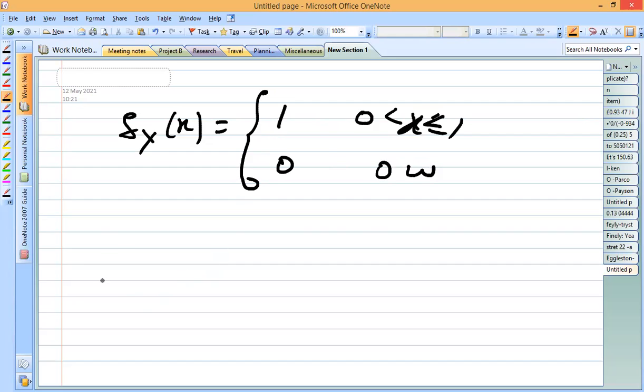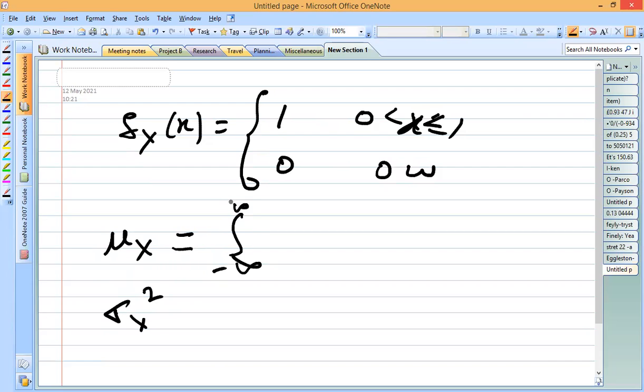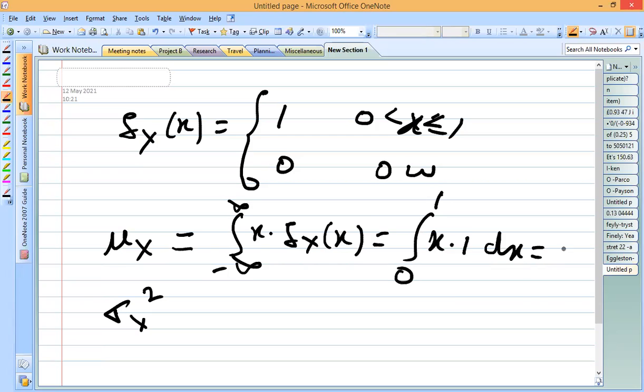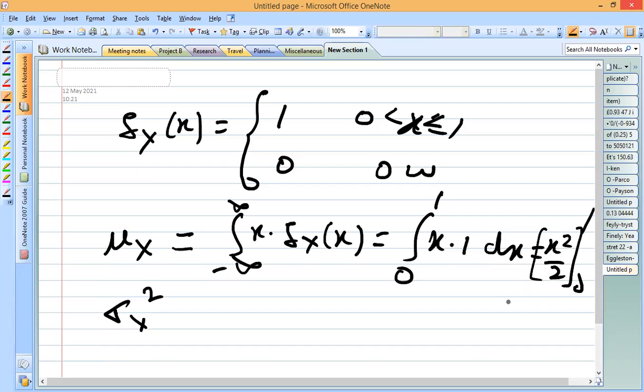In such cases, you may be asked to calculate the mean about the origin, that is mu x, and the variance sigma x square. So how are we going to calculate mu x? This is nothing but the integral from minus infinity to plus infinity of x into fx of x. Since we have the value only between 0 to 1, change the limit from minus infinity to plus infinity as 0 to 1, with x into fx of x being 1 into dx. That is nothing but x square by 2 with the limit 0 to 1, which is equal to 1 by 2.